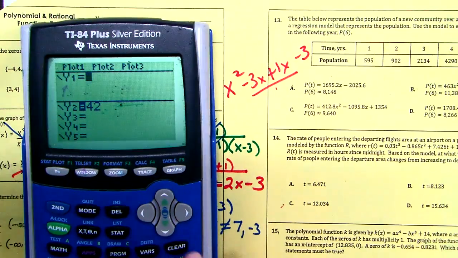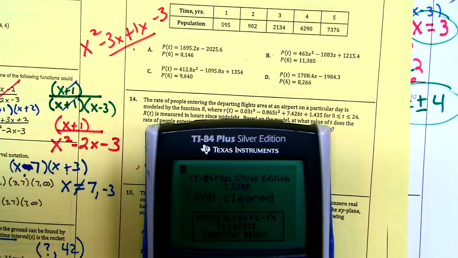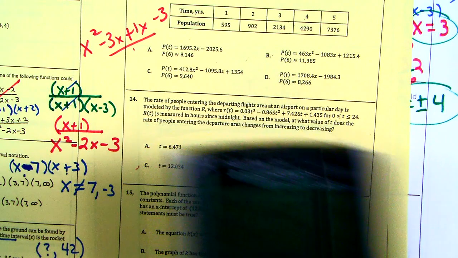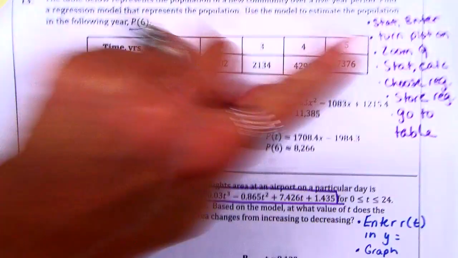All right. Let's go on to 13. So clear your RAM again. Always clear your RAM. The table below represents the population of a new community over a 5-year period. Find a regression model, that should sound familiar, that represents the population and then predict what the population would be after year 6.